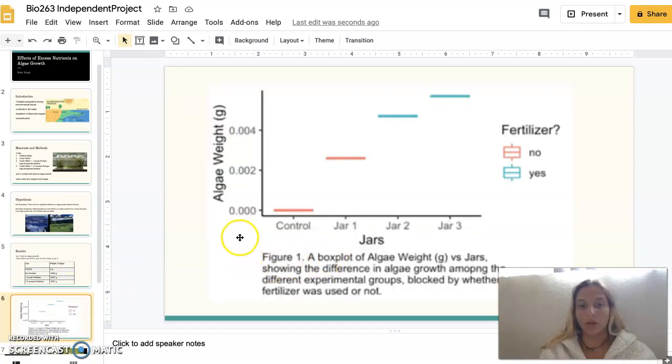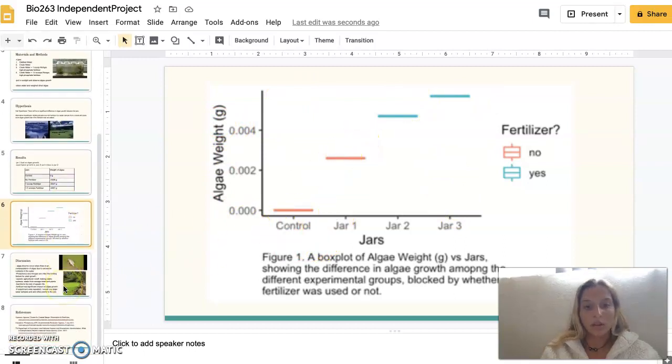This is my graph showing the jars that did have fertilizer and the jars that didn't have fertilizer, and you can see the ones that did, the weight of the algae that grew was much higher, or significantly higher, than the ones that did not have fertilizer.